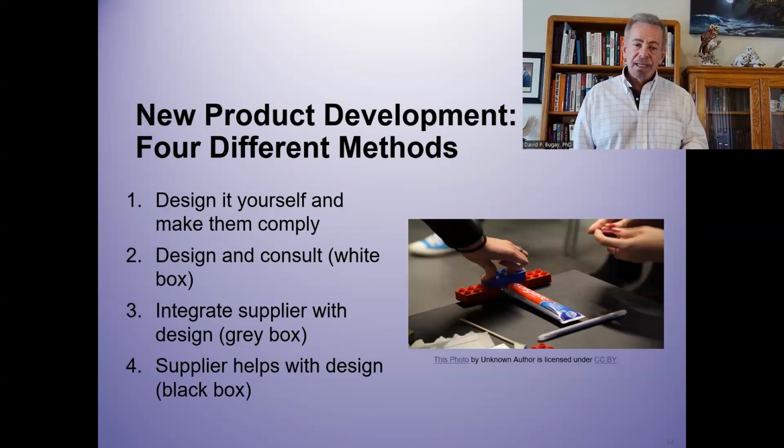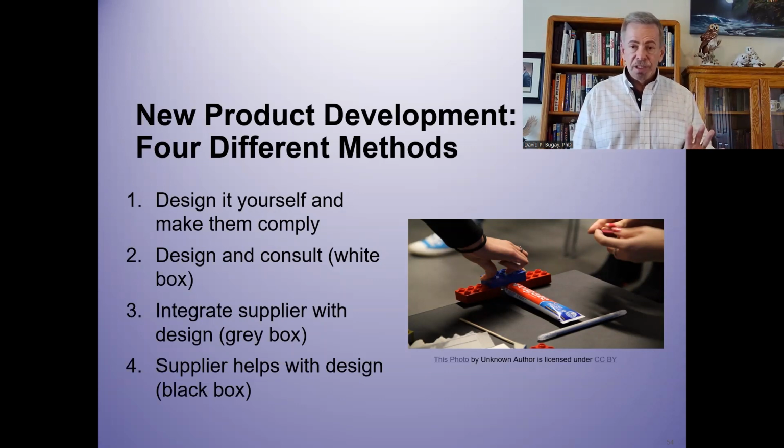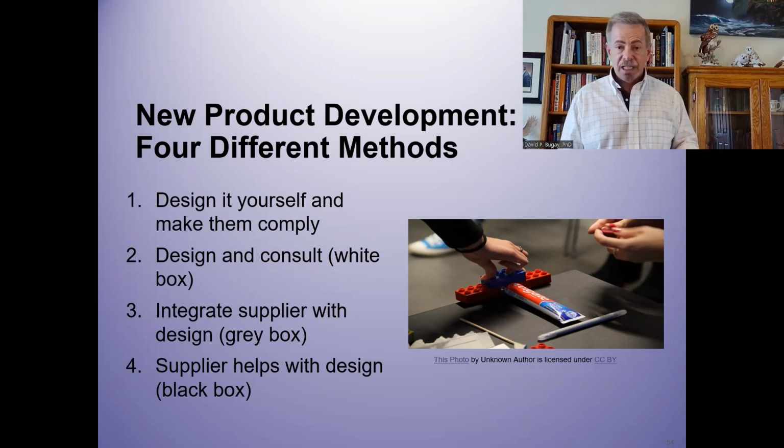So the 4 different methods: design yourself and make them comply, design and consult, white box, integrate the supplier with the design, and then supplier helps with design, black box, and they send you a product and you don't even know what's necessarily all in it. You just know, by golly, it works. I can sell this thing and make a killing.